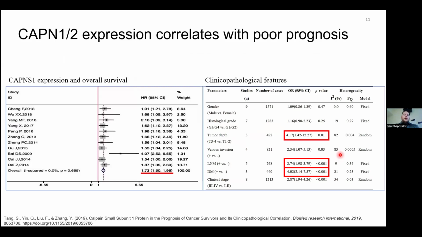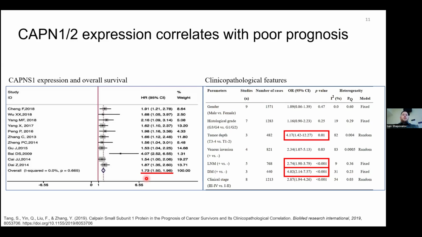In addition to molecular evidence, there is also clinical evidence of the involvement of Calpains in the process of metastasis. For example, in this one meta-analysis study, Calpain-1 expression is correlated with changes in overall survival of cancer patients. In that, patients with high expression of Calpain-1 have a hazard ratio for overall survival of 1.73. So that means that on average, those tumors that express high levels of Calpain-1 lead to 70% worse overall survival.